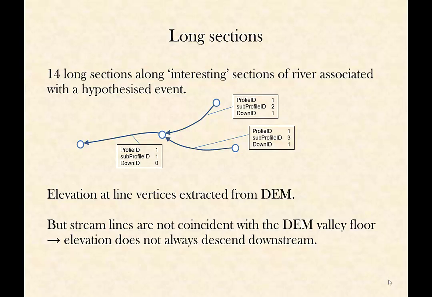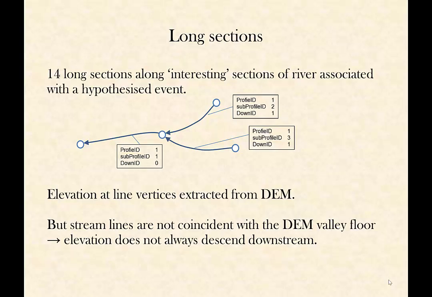Okay, so to calculate the long sections, I extract elevation at the vertices of the line. So these are the end nodes, and along here we've got lots of vertices along the lines as well. So I extract the elevation from the DTM at the vertices of the line. Great. But there's a problem.